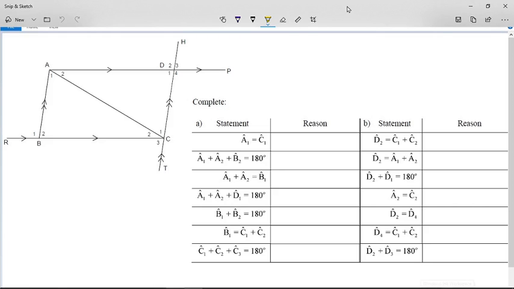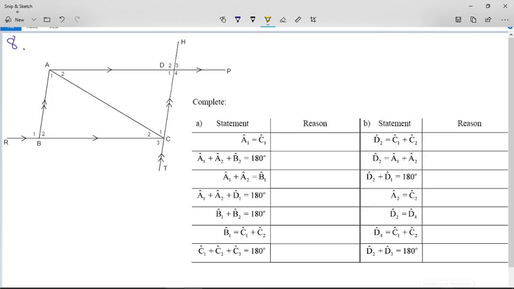Okay, so this is Geometry is Easy, question 8 in the Geometry of Straight Lines. So question number 8, whoops, that's the wrong pen. Let's write question 8 in the corner over there like that. Okay, so now we just have to give the reasons.